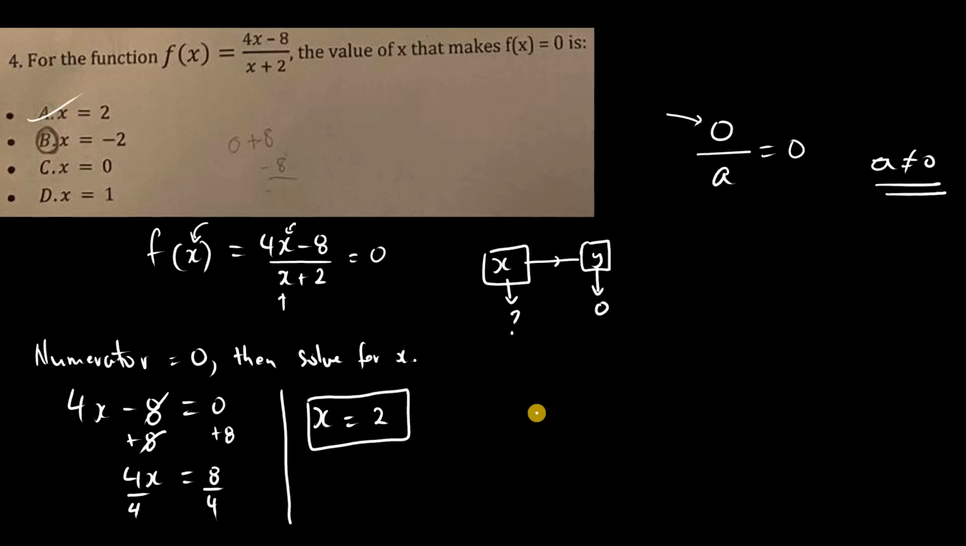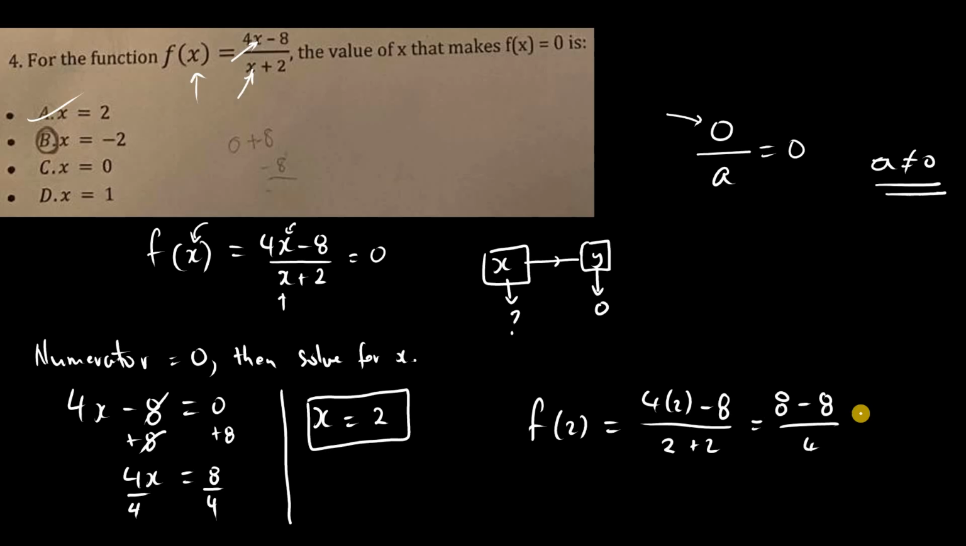Well, let's check. f of 2 is equal to, so we input 2 where x is. Alright, so we can place 2 wherever x is. So it'll be 4 times 2 minus 8, over 2 plus 2. 4 2s is 8. 8 minus 8, all divided by 4, equals 0 divided by 4. And 0 divided by 4 is 0. So 2 is that input value that will give us an output of 0, which is exactly what we're saying here, right? So the answer is A.